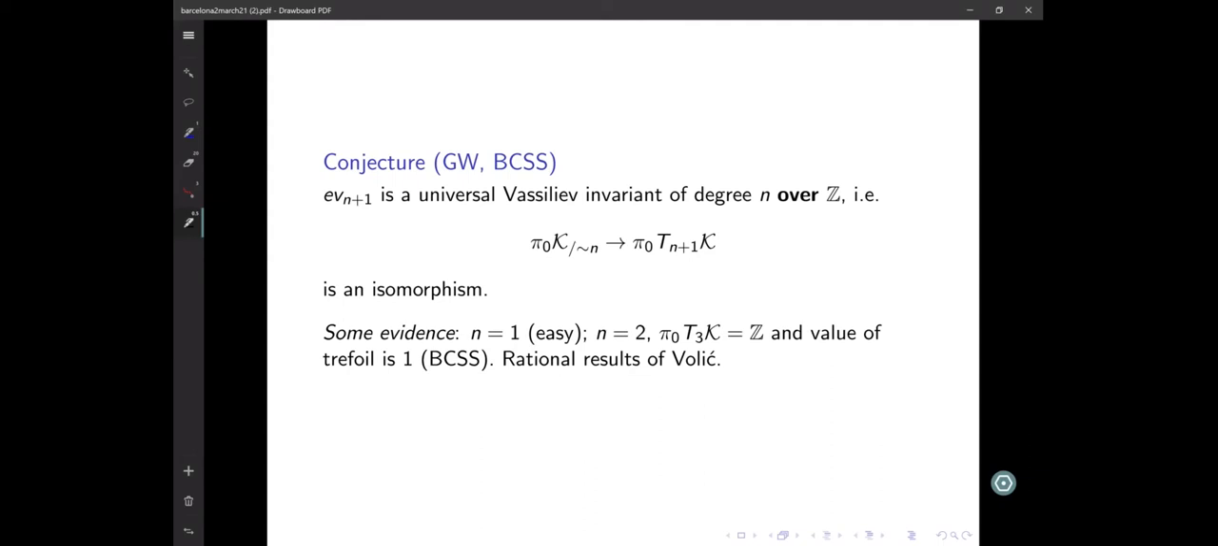So there is some evidence for this. The case n equals one is easy to prove, so both sides are very trivial. For n equals two, you can compute the T3 of knots. You can compute isotopy classes of this, and you'll find there's a Z. And then you have to show that the value of the trefoil, remember I said that the degree two invariants are determined by their value on the trefoil, so you have to show that the value of this evaluation map on the trefoil is one. So it generates all the other invariants of degree two. And this was done by Budney, Conant, Scannell, and Sinha, who also gave a geometric interpretation of this evaluation map. Okay, so this is evidence in the first two cases. And there are also some rational results of Volić in his thesis, which are a little different, but are very related to this.